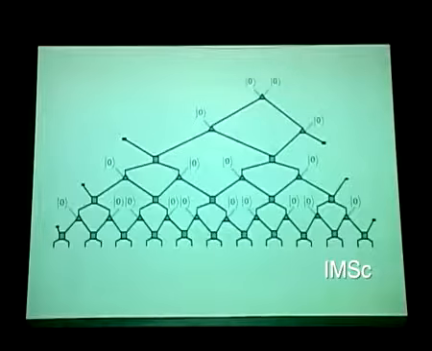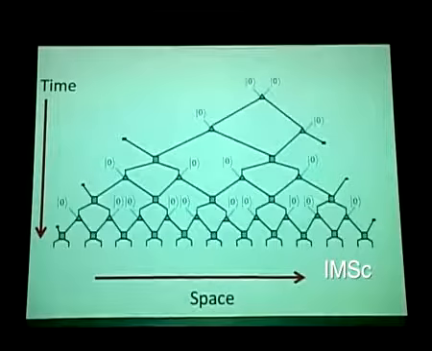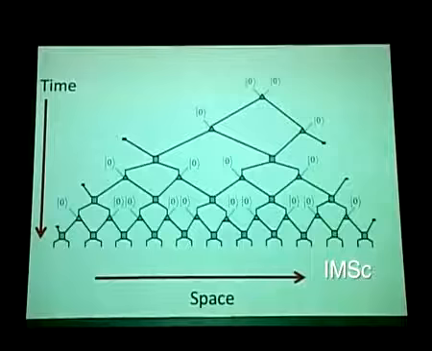So that's the first thing I had to do. And the second thing I'm going to do is reinterpret my scale dimension as a time, so increasing from top to down. And now I can start reading this as a quantum circuit in the following way. Let me start at time t equals 0.